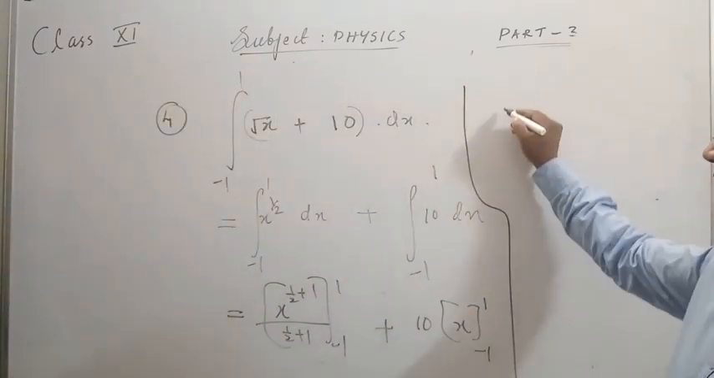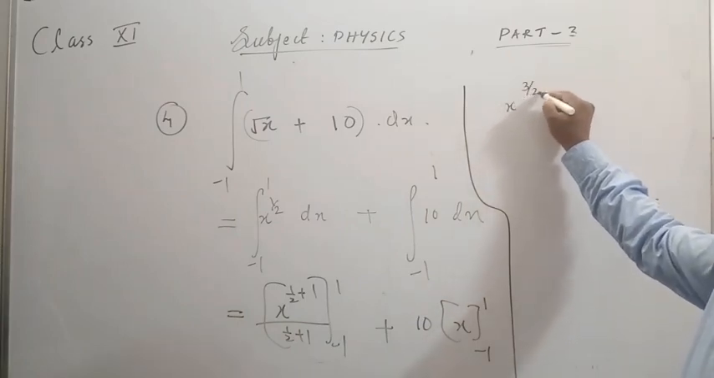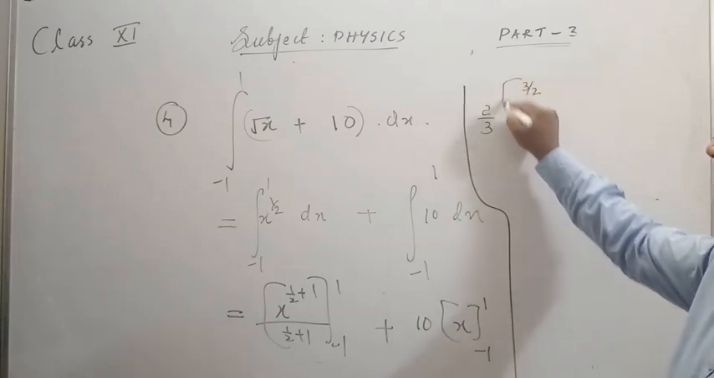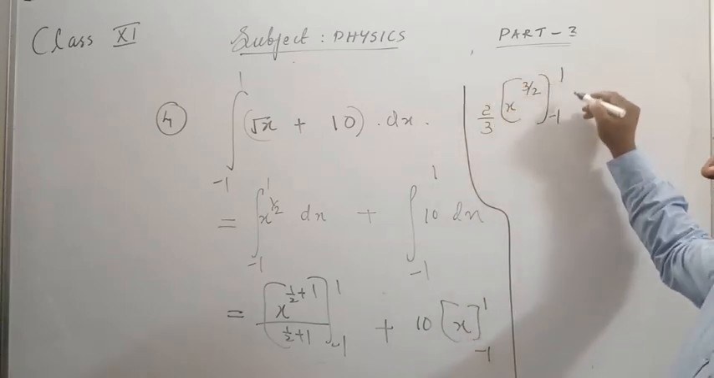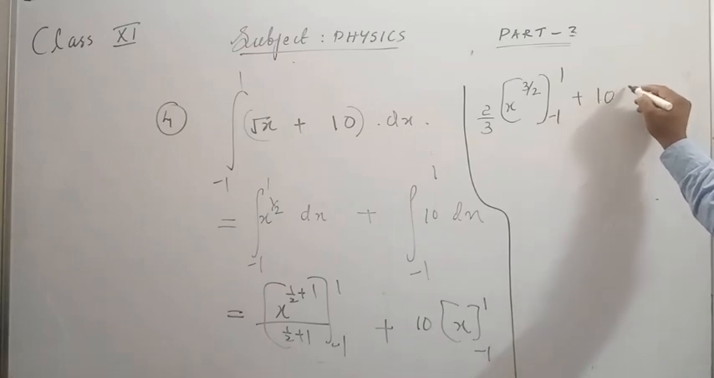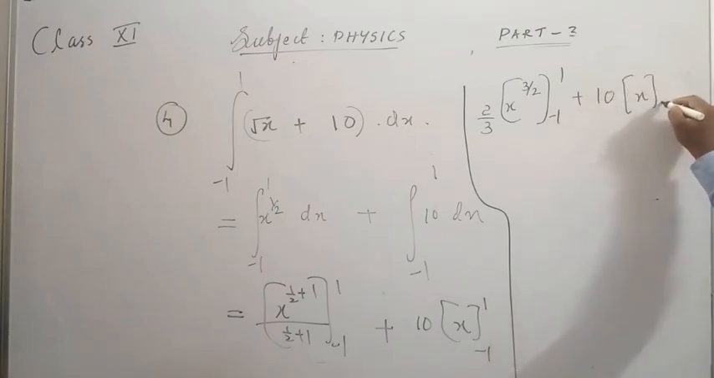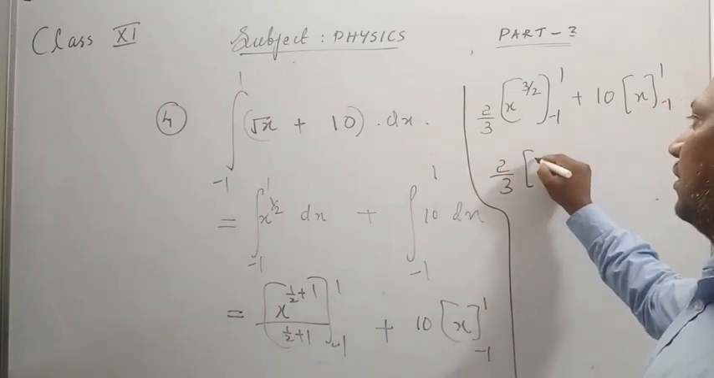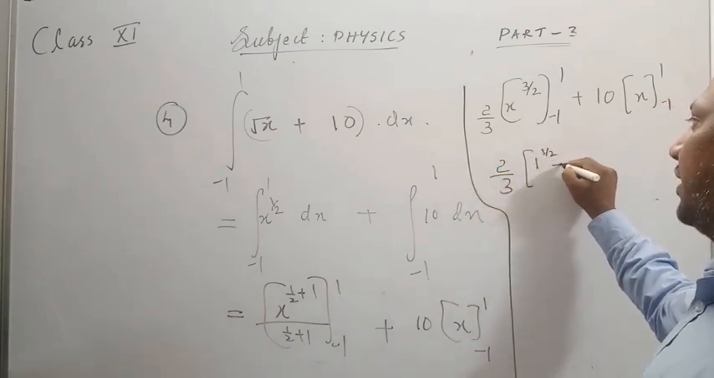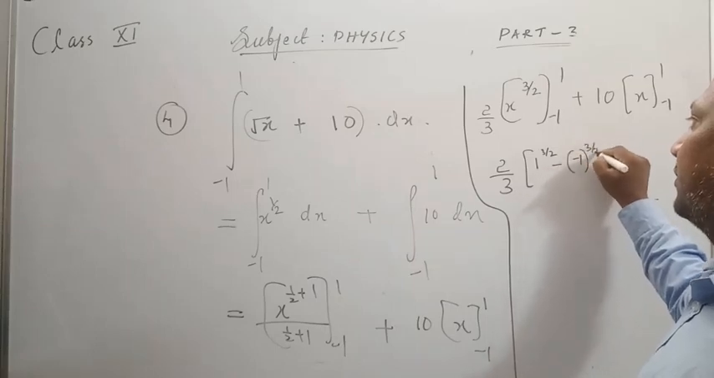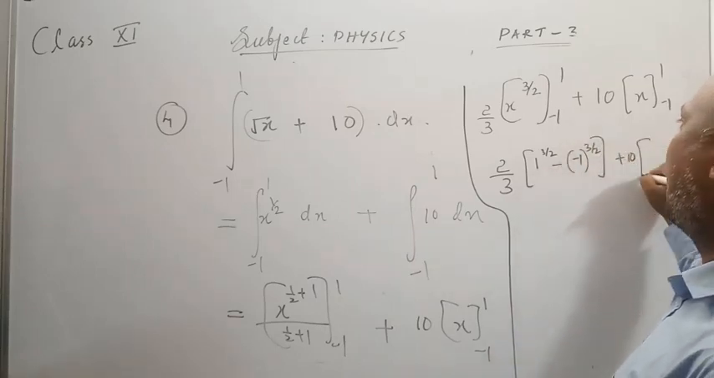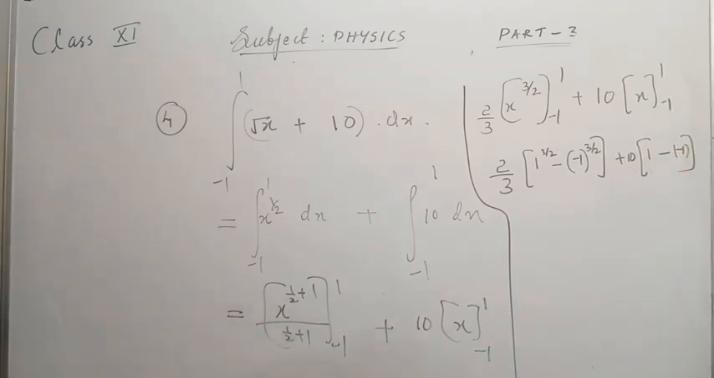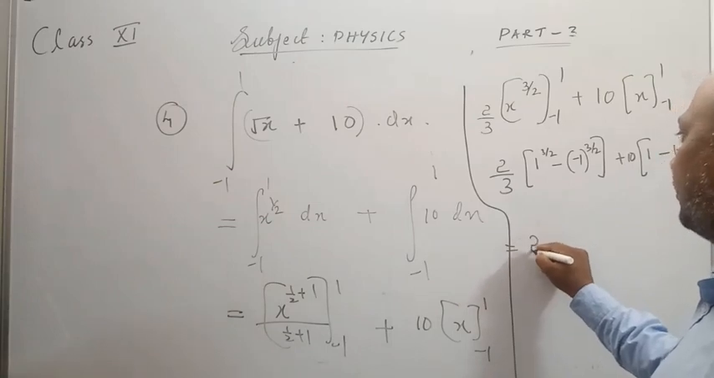So it will be x to the power 3 by 2 divided by 3 by 2, you can write 2 by 3, between minus 1 to 1. So 2 by 3 into 1 to the power 3 by 2 minus (minus 1) to the power 3 by 2. So we'll be getting 2 by 3.